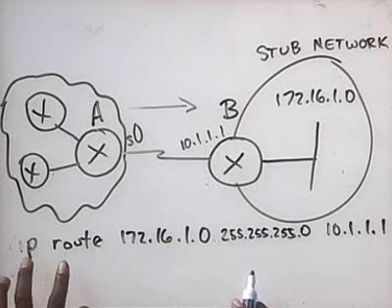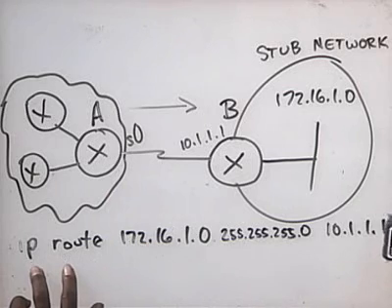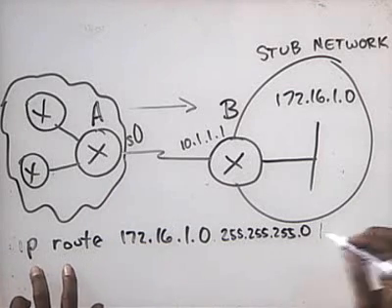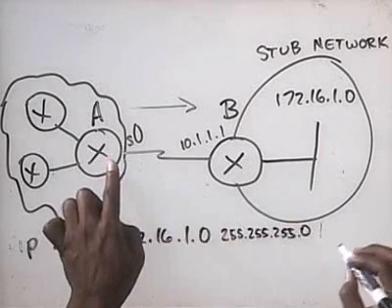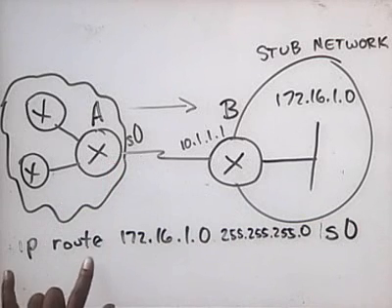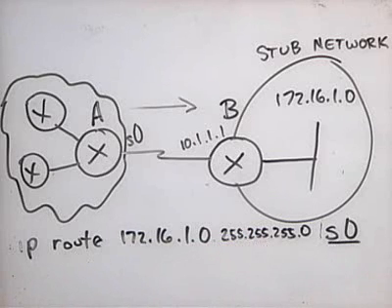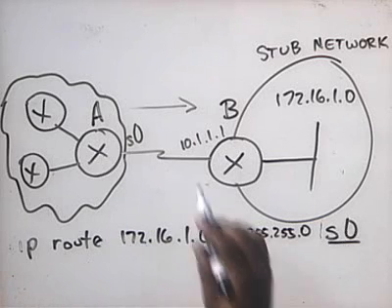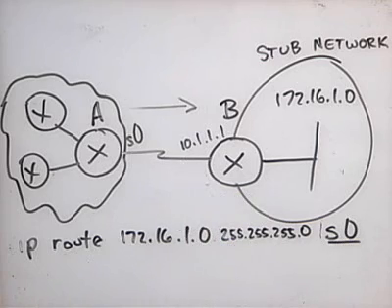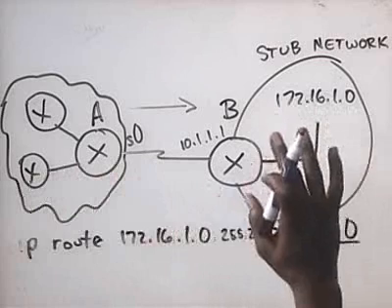Another way that we could configure this particular static route would be, instead of using the next hop address, we could use the outgoing interface on router A. So we could indicate serial 0. So ip route, the network address and mask, and the outgoing interface. So the outgoing interface can be used, or the next hop address. That's a static route going into this stub network.